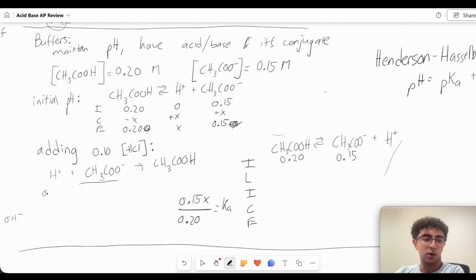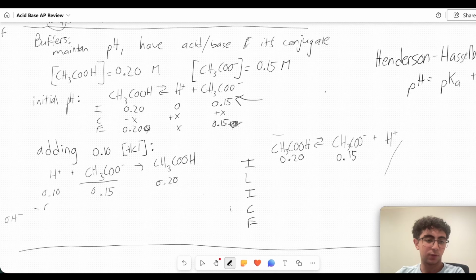But let's say I added 0.10 molar of H+. This is now a limiting reagent. It's one way and not equilibrium, because H+ is very reactive. It's going to react right away with this stuff. So when it reacts with our currently 0.15 molar of acetate from up here initially, this acetic acid, which is initially 0.20, let me erase this for some room.